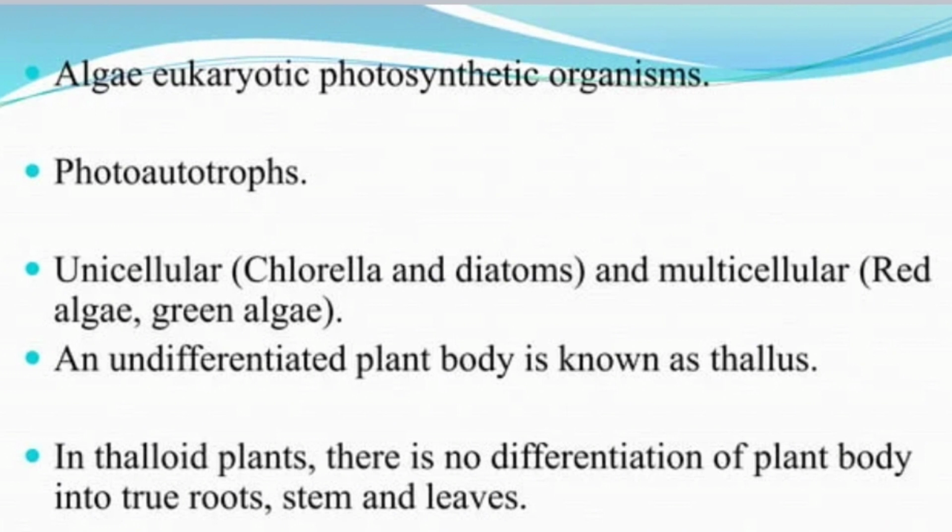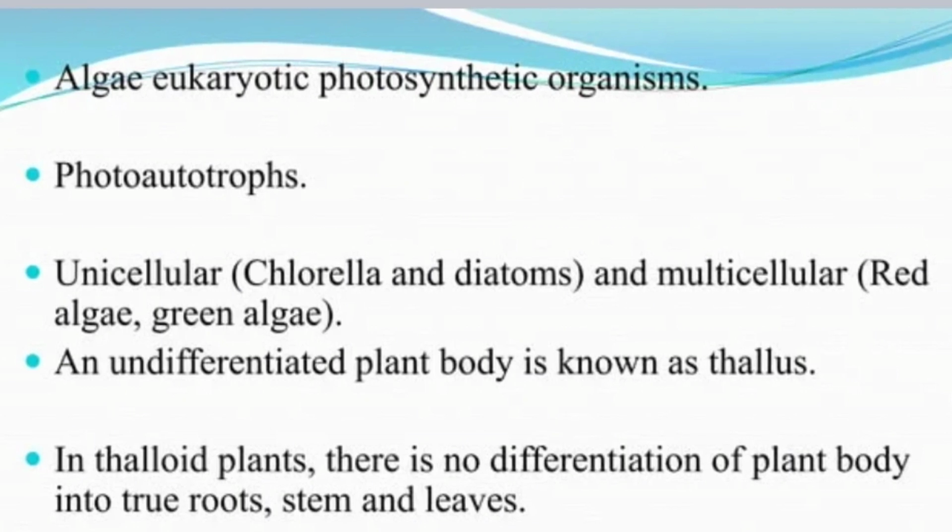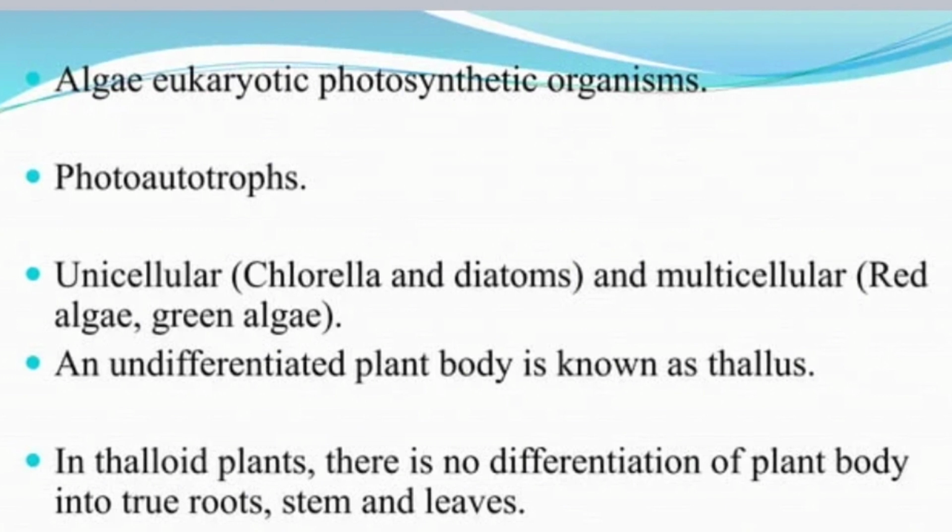Examples for unicellular forms: Chlorella and diatoms. Multicellular forms: red algae and green algae. They have an undifferentiated plant body, which is known as thallus, and their plant body is not differentiated into true roots, stems and leaves.